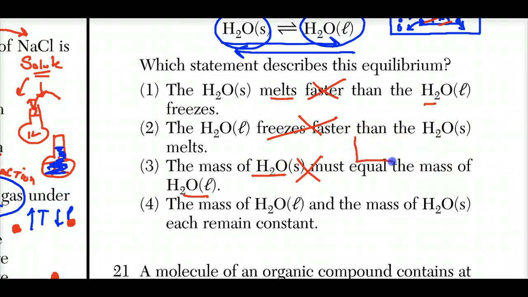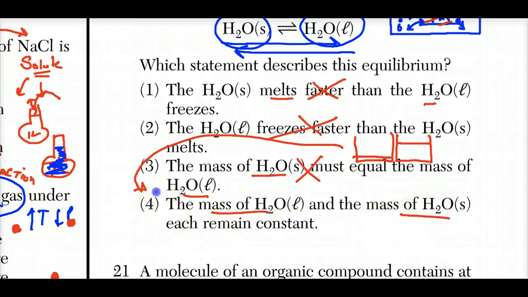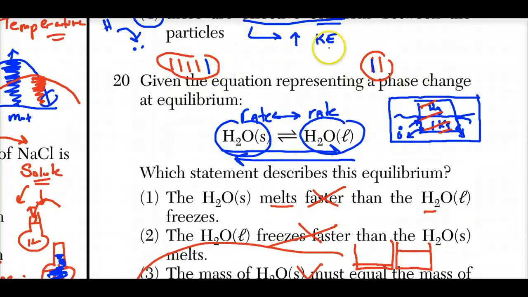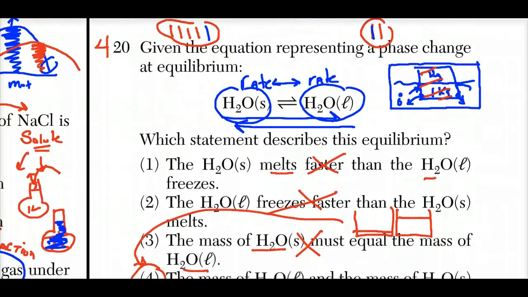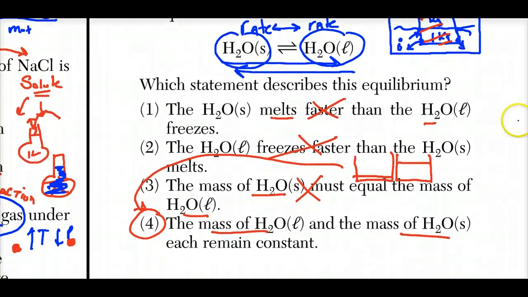If you did a tank demonstration in your school, which I have one on the YouTube channel, equilibrium was attained when the water level stayed constant, which leads me to number 4 is the answer, because the mass of the liquid and the mass of the solid remains constant if they're trading places at an even rate. So 20 is 4. At equilibrium, the rate of the forward equals the rate of the reverse, and because of that, the amount of the reactants and the amount of products are the same.